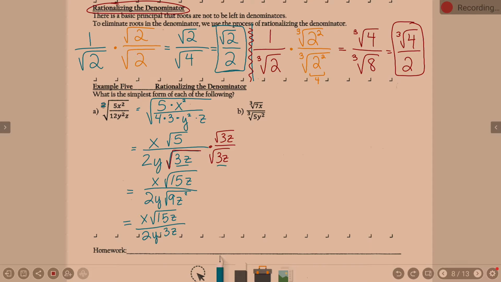Okay. Last step. Multiply that denominator together. 6y. Yes. 2y times 3z is 6yz. So I'm going to say, x times the square root of 15z is my numerator over 6yz as my denominator.